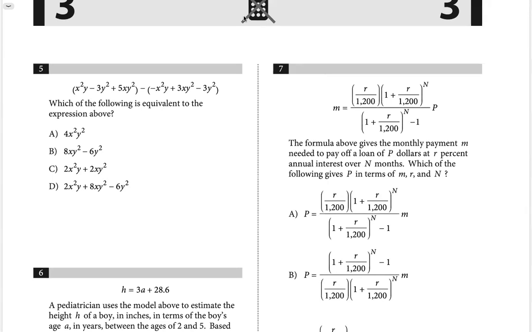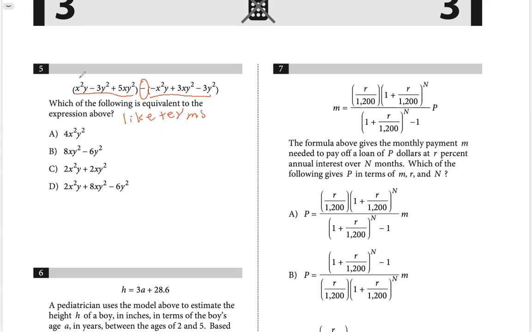Okay, let's see 5. 5 will have this expression. We have 3 terms, right? Then we have this expression. We have also 3 terms, and the operation is a subtraction. We'll subtract those 2 groups of things. What do we need? We need to find the like terms. Like terms means the variables are the same, and the exponent of each variable is the same too.